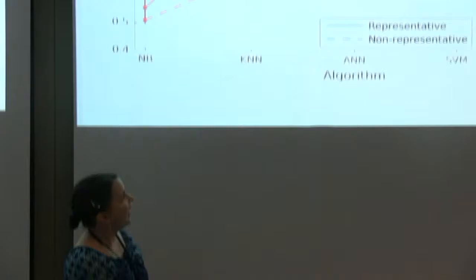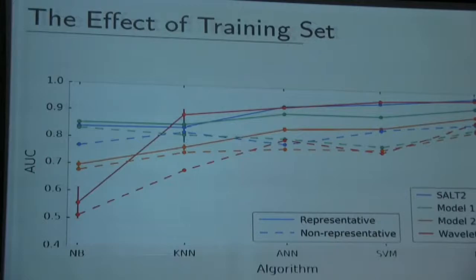So what are you looking at here? On the x-axis, I've got algorithms sort of arranged in order of general awesomeness. So these are the really simple ones, and these are the more advanced ones. Here I've got AUC. Remember, you want it to be as close to one as possible. In the different colors, I've got my four different feature extraction methods. And in the solid and dotted lines, I'm comparing representative versus non-representative.